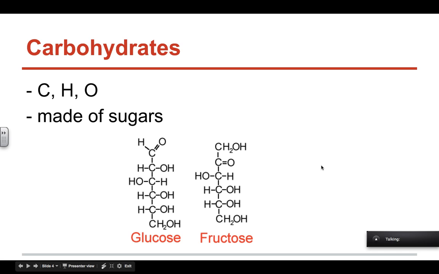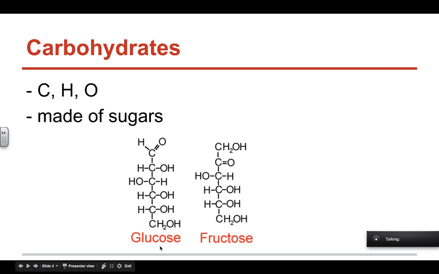Carbohydrates are the first type of macromolecule that we're going to talk about. These are the same kind of carbohydrates that you eat, right? They are composed of the elements carbon, hydrogen, and oxygen, and they're made of sugars. Sugars are the building blocks for a carbohydrate. Sugars are also carbohydrates, right? So the building block itself can be a carbohydrate. Examples here would be glucose and fructose.